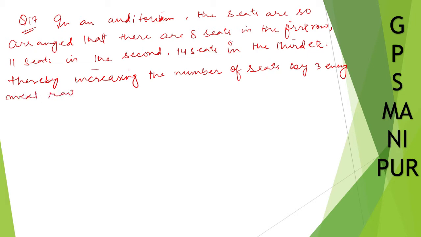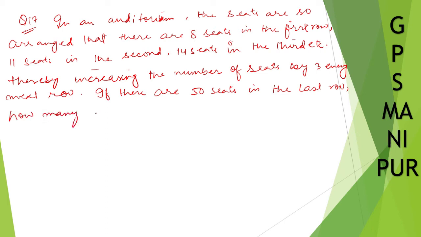So if there are 50 seats in the last row, how many rows of seats are there in the auditorium?